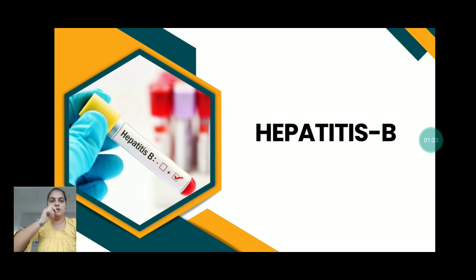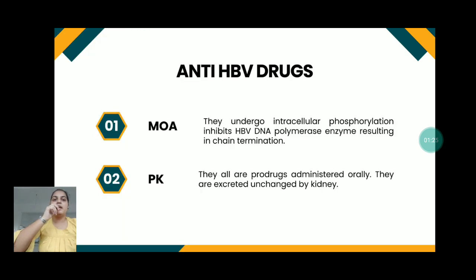First, hepatitis B. The mechanism of action of hepatitis B virus drugs is that they undergo intracellular phosphorylation and inhibit the hepatitis B virus DNA polymerase enzyme, resulting in chain termination. The main aim is to inhibit the proliferation of hepatitis B virus. Now the pharmacokinetics: they all are prodrugs and are administered orally. They are excreted unchanged by the kidney.